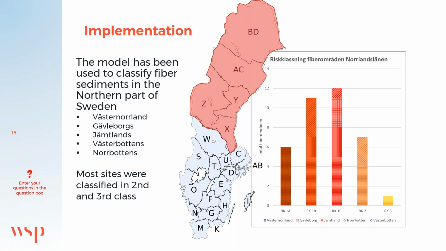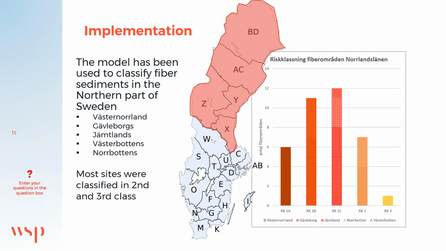And I think that was good, because otherwise there could have been a conflict of interest, since we work or have worked or maybe would like to work for many of the paper and pulp mills around the country. And then it wouldn't have been very good if we did the risk classification.